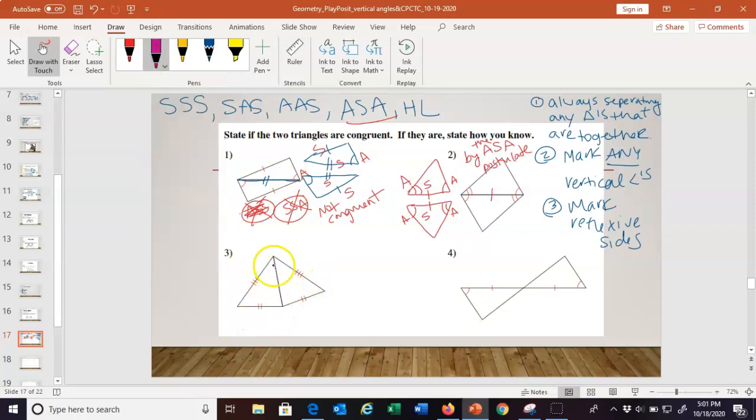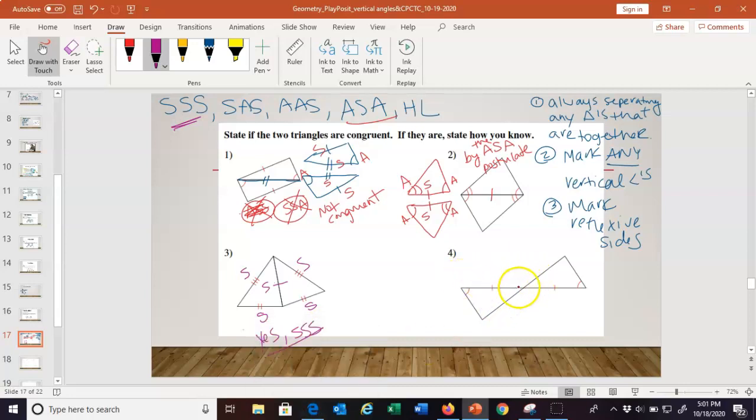Ooh, I have that reflexive side again, that side that they share. I'm going to use 1 tick mark just because the other sides are marked with 2 and 3. I'm not going to separate this one because I'm going to show you that you can also do it without separating. So let's just label what we have. We have a side marked, and a side marked. We have all sides. So hopefully you remember we do have a side, side, side postulate. So there you go.